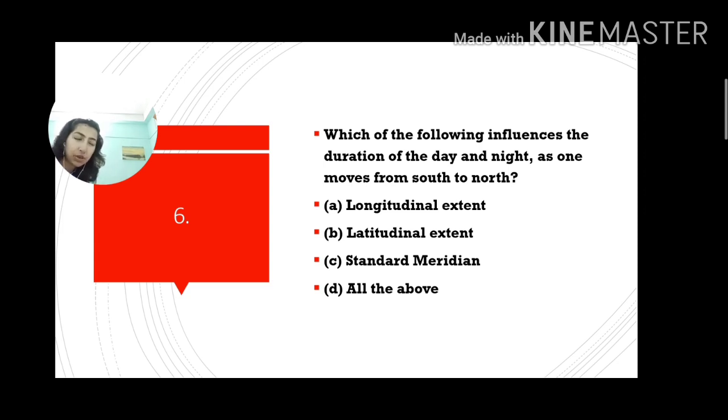So the duration of days will be less. If you are in Kashmir, the daytime, the sun time will be less and the night time will be more. So it is the latitudinal extent, that is option number B, latitudinal extent. Okay, I hope you understood this. Let's move to the next question.